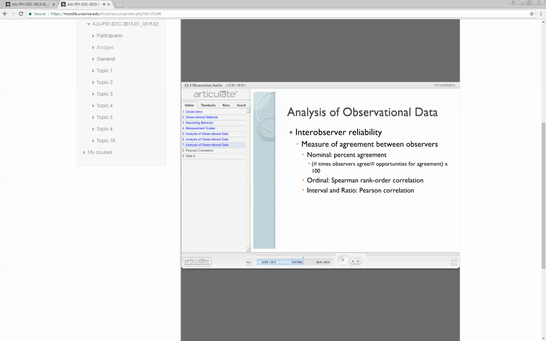What we can do is look at what's called a correlation, and if you're using ordinal data, you look at a Spearman rank order correlation. If you're using interval ratio data, you can look at a Pearson correlation. I'm going to go a little more into the correlation, but in general, the idea is we want to know how closely the two observers agree.